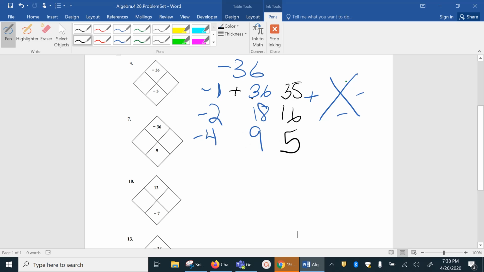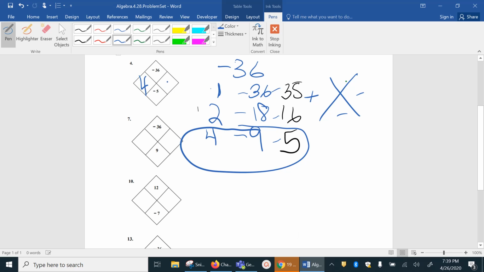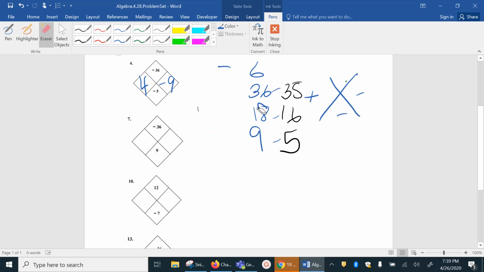That just means that these numbers should have been negative and these numbers should have been positive. So what I'm going to do is erase all the negatives and make these all negative. And then I have my -5 right here. So the answer is 4, -9. Okay? All right. Let's do another harder one.